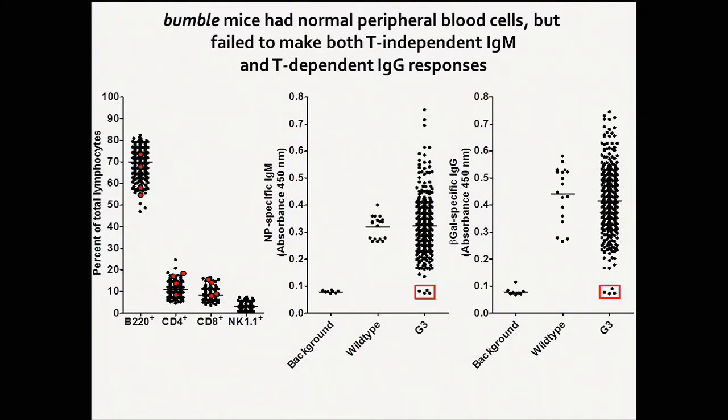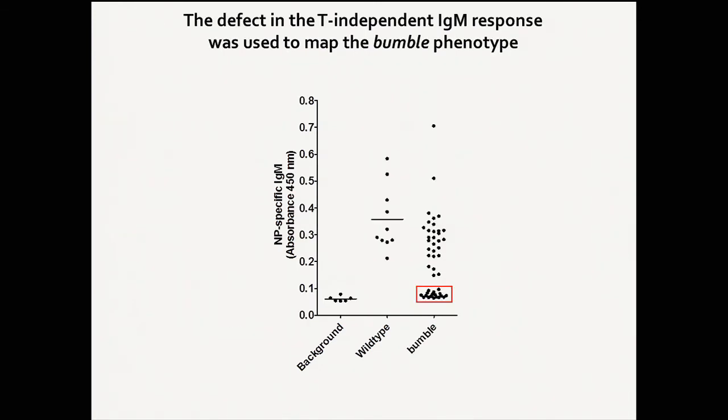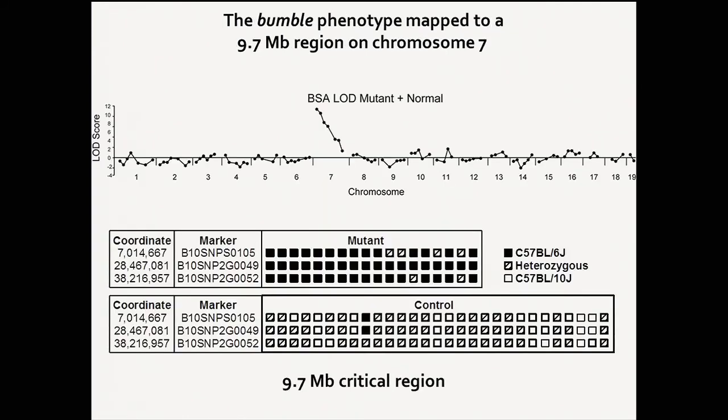It was not picked up by FACS analysis, but simply by immunization. And it was picked up, as you see, both in a T-independent assay and in a T-dependent assay. In both cases, there was a failure to respond to immunization. The mapping was performed using the T-independent challenge, simply because it was quicker. So here we had the affected population of F2 mice, and these were unaffected.